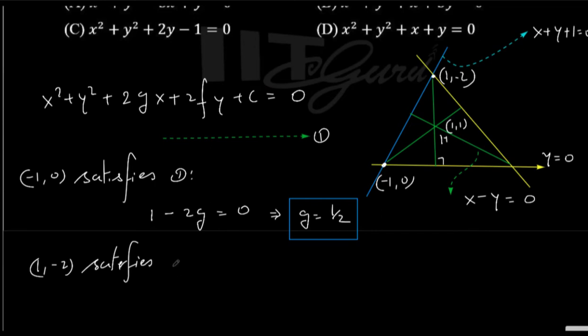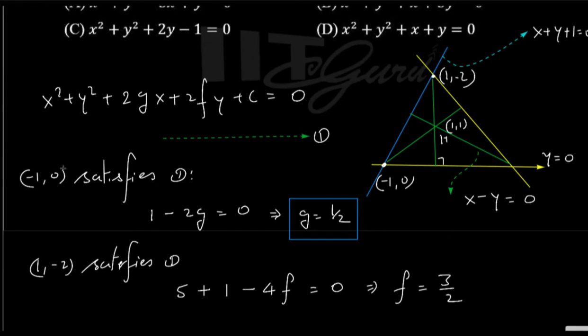So this equation number 1. What do we get here? 4 plus 1, 5, right? Plus 2g, that is 2 and minus 4. So that is 1 minus 4f, right? Minus 2, 4f. And here it is equal to 0. Now you see this implies f equal to 3 by 2. So f equals 3 by 2.